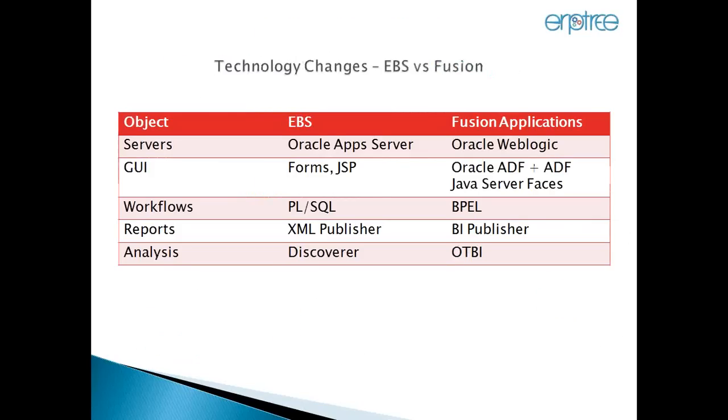And we'll go through a few technology changes when you compare Fusion with EBS. See here, servers. This information may or may not be required, but if you know it somewhere, it will help you. That's the reason I included 1 or 2 slides on this. When I talk about servers in EBS, we have the Oracle Apps server, which we generally call Apache servers. But in Fusion Applications, the servers have moved to Oracle WebLogic. Oracle acquired many technologies, and the WebLogic server was also one of them.